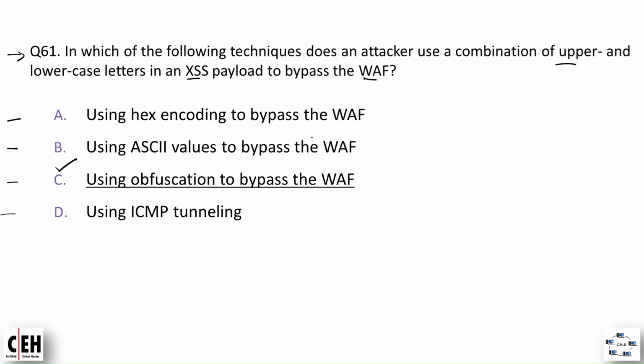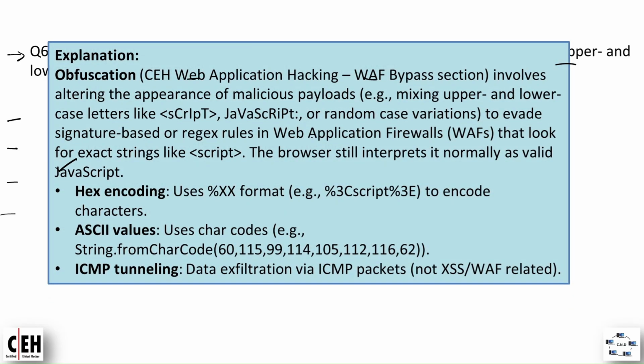WAF, that is Web Application Firewall, and the explanation is, so obfuscation, covered in the CEH web application hacking WAF bypass section, involves altering the appearance of the malicious payload. For example, mixing upper and lower case letters, or random case variations, to evade signature-based or regex rules in web application firewalls that look for exact strings like script. The browser still interprets it normally as valid JavaScript.